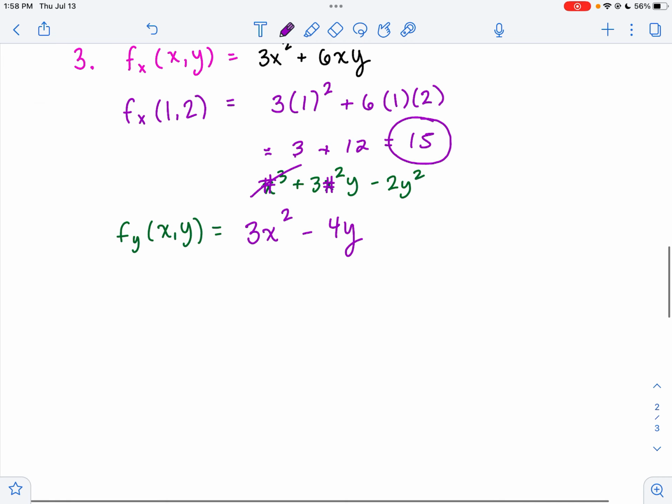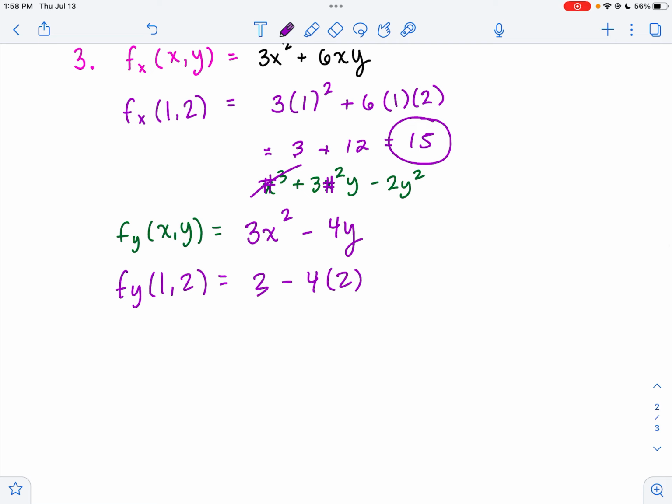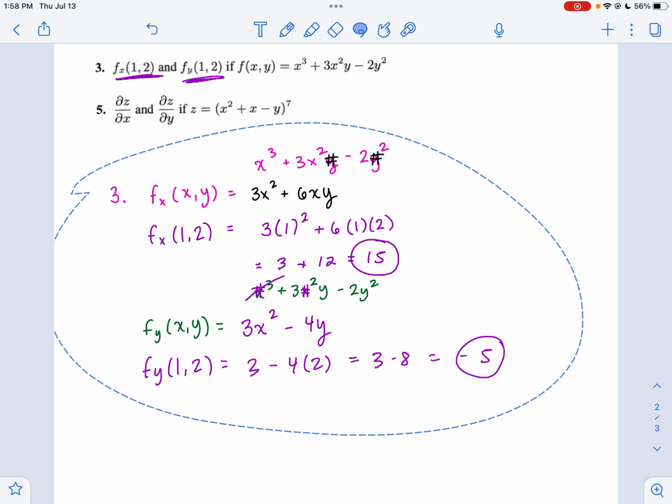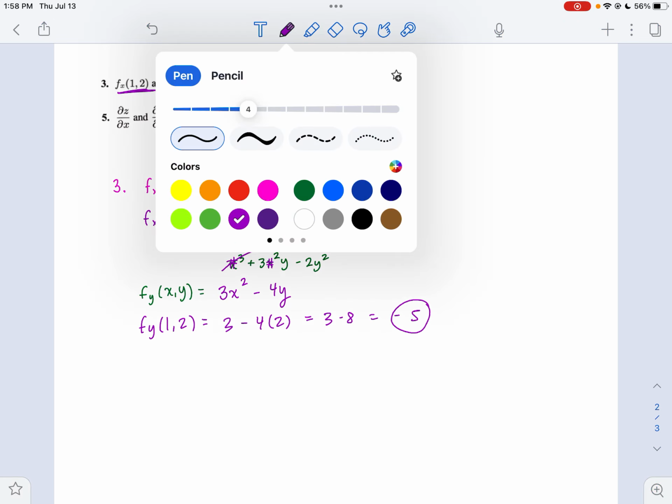And then finally, in this case, we want to plug in (1, 2). So 3 minus 4 times 2, so 3 minus 8, equals -5. So that answers our second piece, the partial derivative with respect to y, plugging in the point (1, 2). So one way that we might see this applied would be in that example.